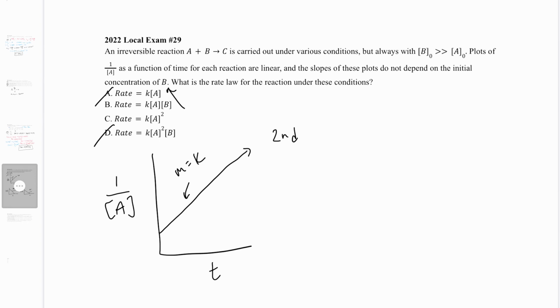The fact that the concentration of B does not affect your slope at all means that your B is not going to be part of your rate law. If the concentration of B doesn't affect how fast the reaction is running, then it's not part of your rate law. So our rate law should not include the concentration of B, so the only answer choice that makes sense is answer choice C. So the answer for 29 is C.